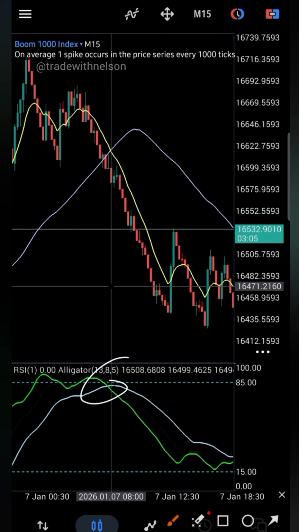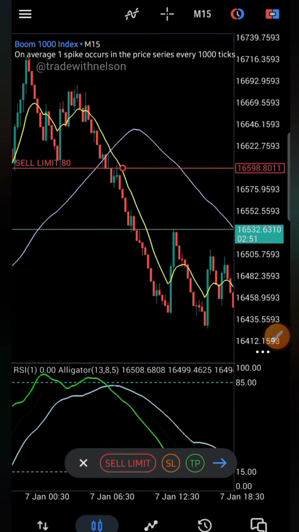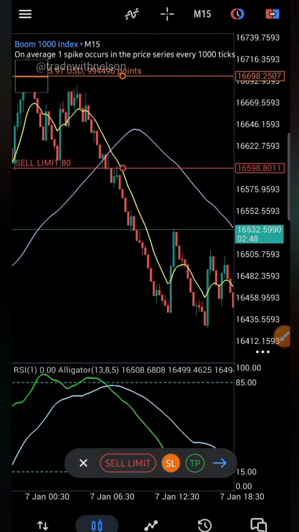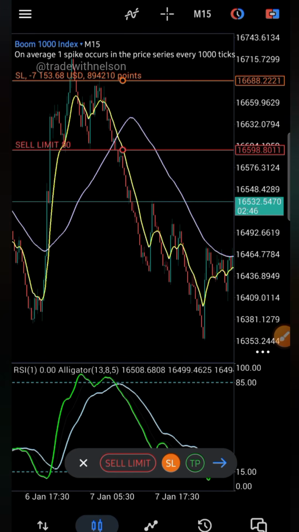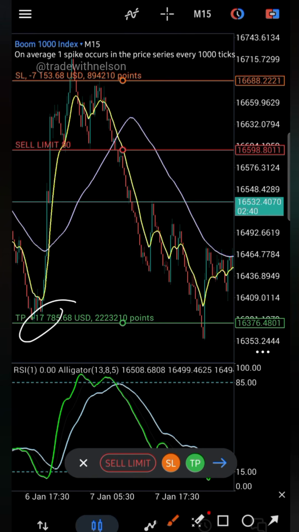Immediately you have that, you can enter your sell, then your stop loss can be above the recent swing before you have the cross. The sell will be around here, and then your stop loss will be placed above this high. So your target will be the swing low that was formed before you have that swing high. That is this swing low before you have this major swing high.